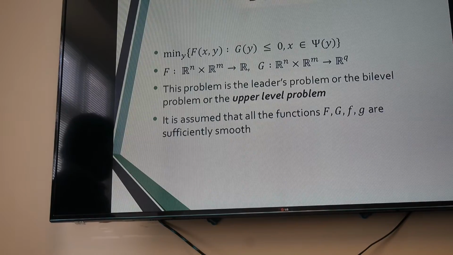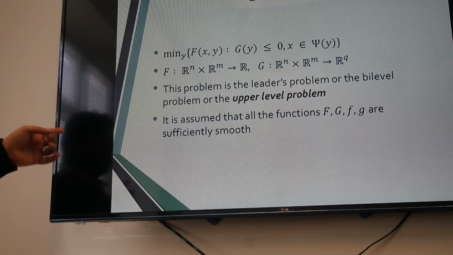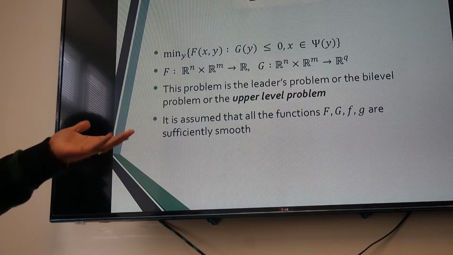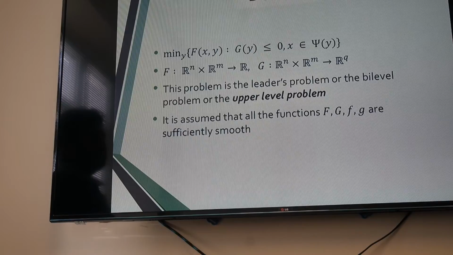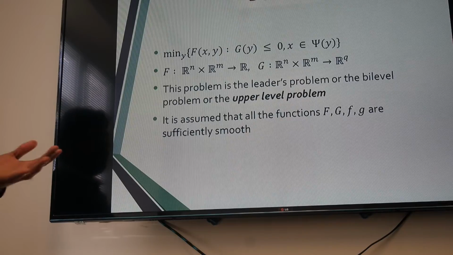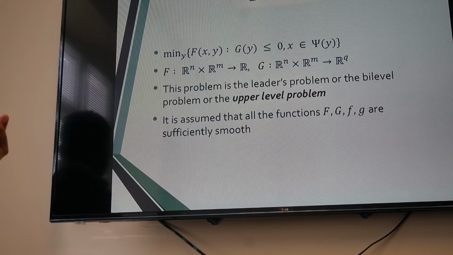So your y can be both binary or integer, whatever. This problem is called the leader's problem or the upper level problem, and there is an assumption that is necessary in bi-level programming. I don't know why, but this is what I found. F capital, G capital, F small, G small all have to be sufficiently smooth. By sufficiently smooth, we mean that they can be continuous functions, but this is half of the answer. It has to be differentiable, and we have to get at least the gradient and the Hessian.